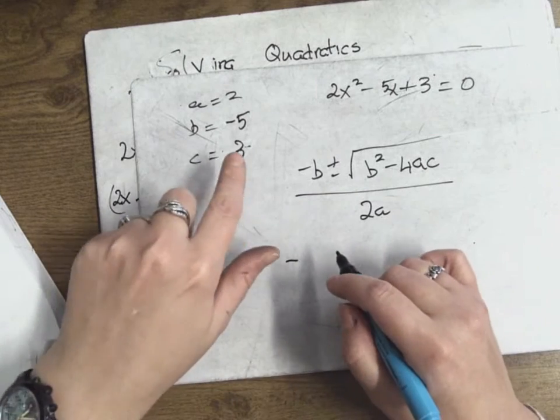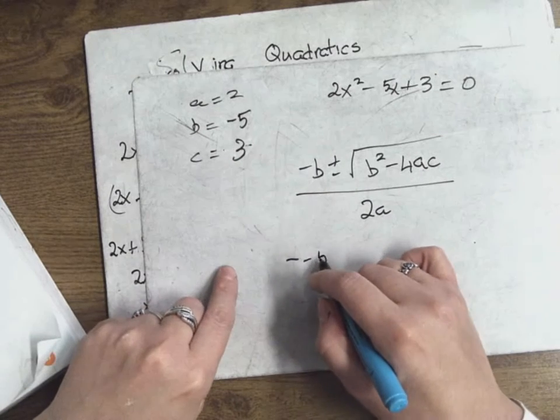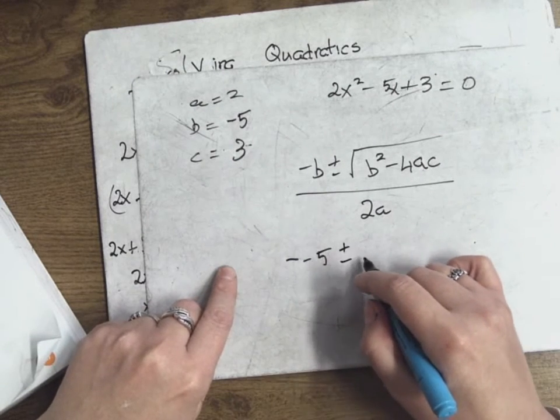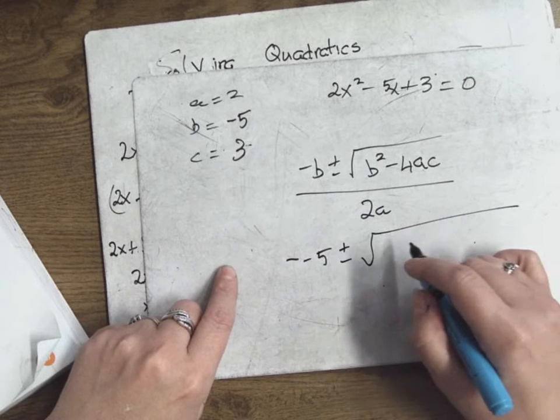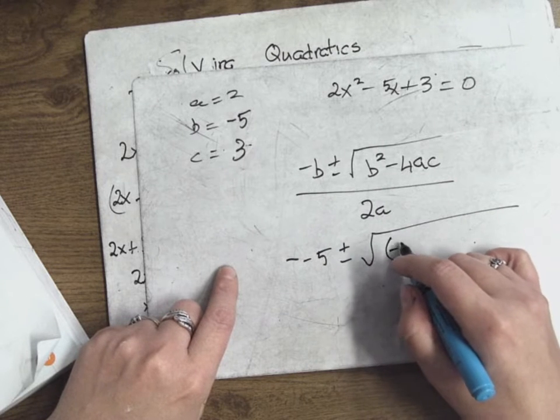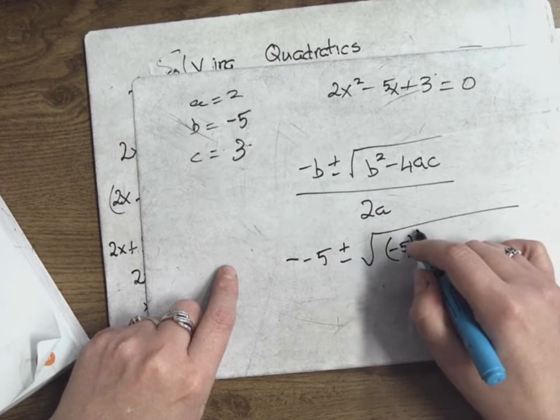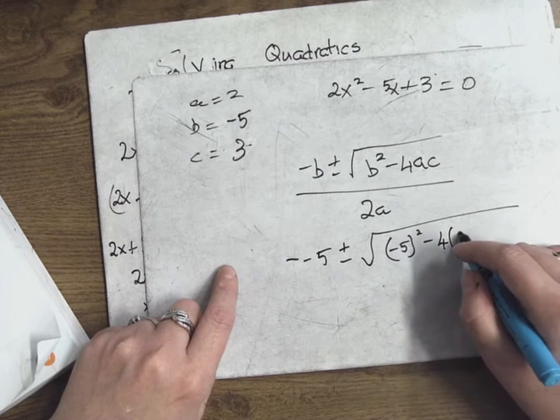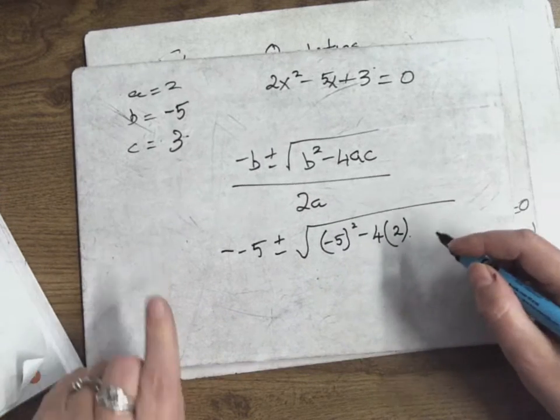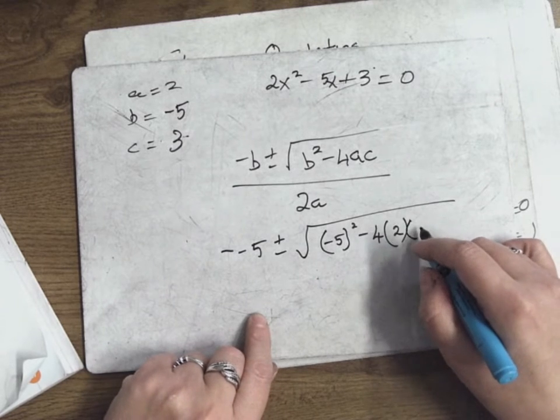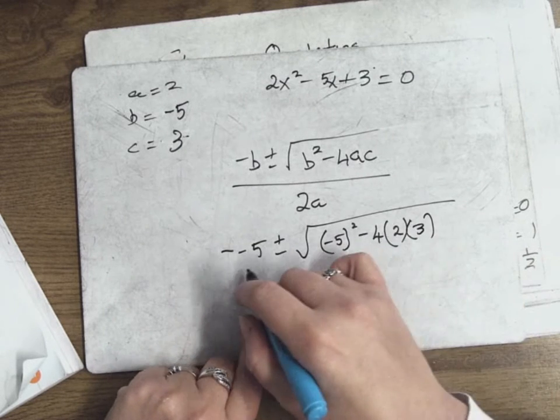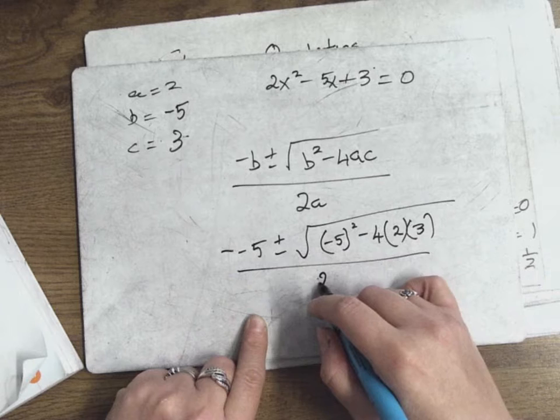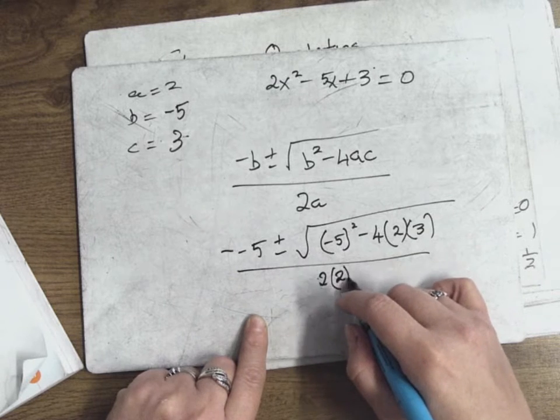Right? So there's a minus sign. Then there's b, which is minus minus 5. Then there's plus minus the square root of. Now always put the b into brackets. So it's minus (minus 5), b squared, minus 4 multiplied by a, which is 2, and c is 3, all over 2 times a, which is 2 times 2.